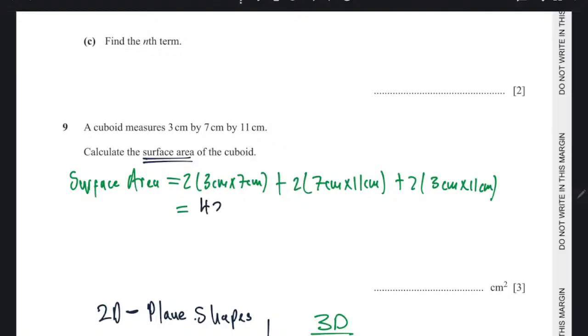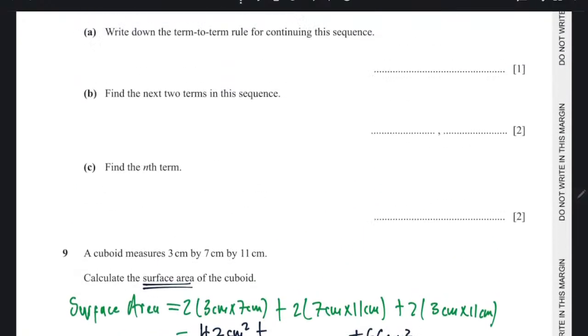This is 42 centimeters squared plus 77 by 2. You do your thing. Plus 33 by 2, that's 66 centimeters squared. Find here. Then you add. Simple fixture. The areas are, find face by face. Don't run. Face by face by face.